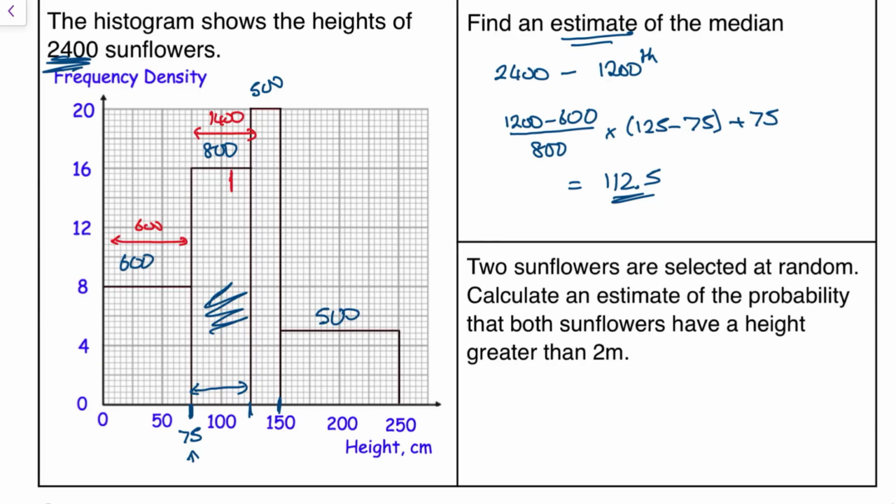Okay, final part of the question. 2 sunflowers are selected at random. Calculate an estimate of the probability that the sunflowers have a height of greater than 2. Actually, this one's slightly easier than the one above, isn't it? So greater than 2 are these flowers here. Now, if I assume equal distribution of flowers in the little boxes, there's 500 flowers overall, so therefore half of these flowers must be 250.